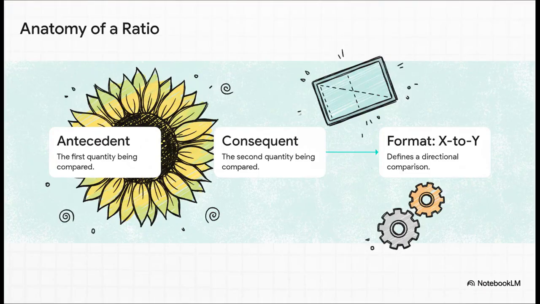So every single ratio has just two key parts. The first number, that's called the antecedent. The second one is the consequent. And the format, x to y, sets up a really clear directional comparison. The order matters a lot because it tells a very specific story.